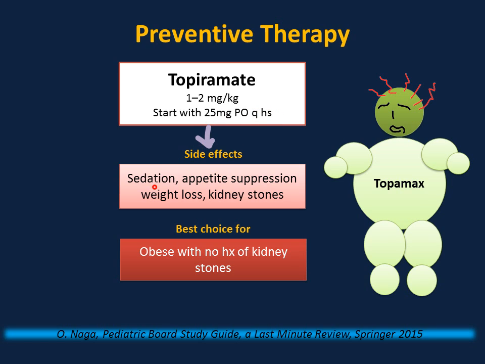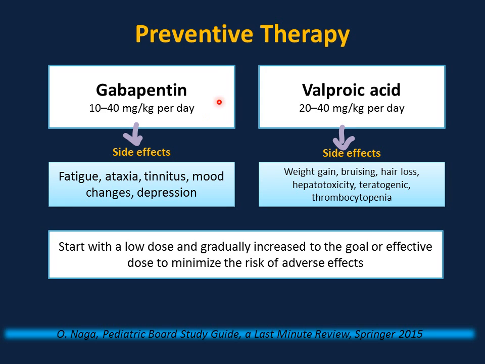Side effects of this medicine: sedation, appetite suppression, weight loss, kidney stones. So it is the best option for a child who is obese with migraine and at the same time no family history or no history of kidney stones. Another option to prevent migraine is gabapentin. Side effects of this medicine: fatigue, ataxia, tinnitus, mood changes, and depression.